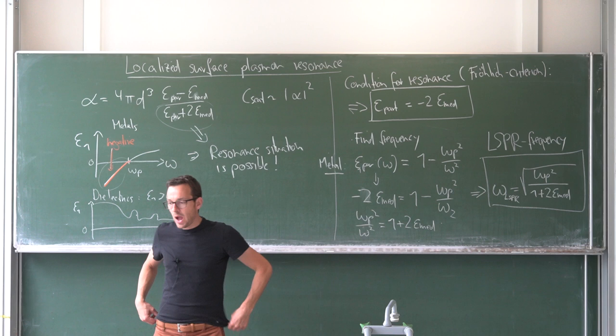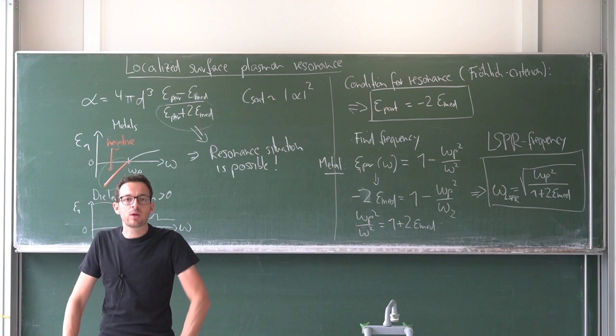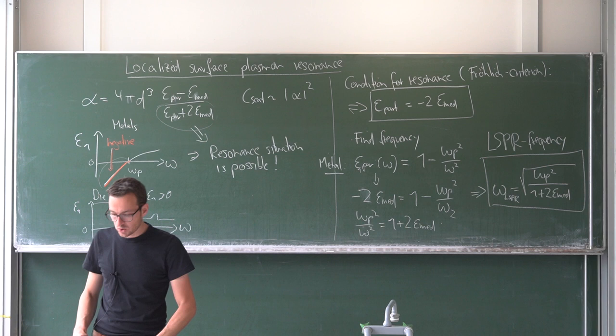So now, having established this kind of criteria, we can really look at how the optical properties of a metal differ from a dielectric particle, and how we can explain the color that we find, for example, in the Lycurgus cup or in medieval church windows. So let's go back to our slides.